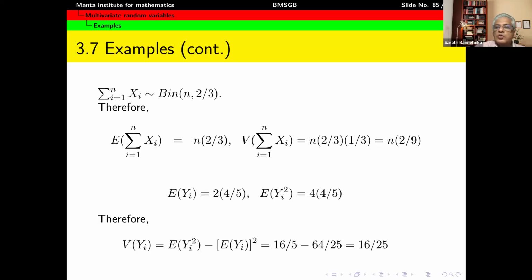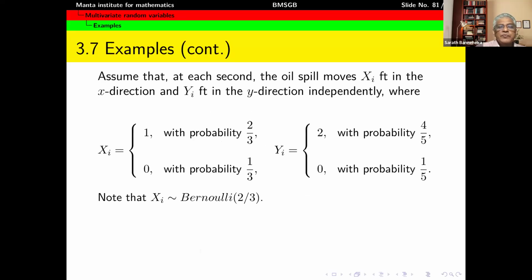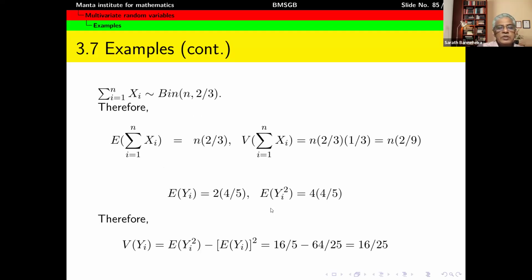On the other hand, to find the expected value of yi, yi can take only two values, right? So the expected value of yi will be this number times this probability plus this number times this probability. So it's going to be 2 times 4 over 5. That is the expected value. To get the variance, we need the expected value of yi squared. That's again 2 to the power 2 times the corresponding probability, so 4 times 4 over 5.